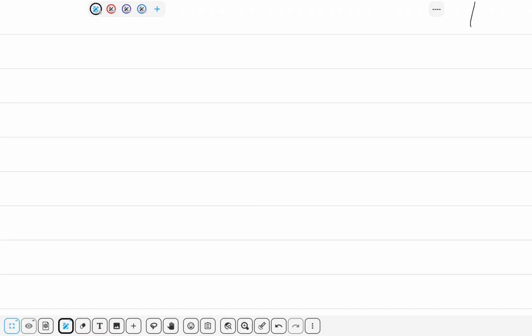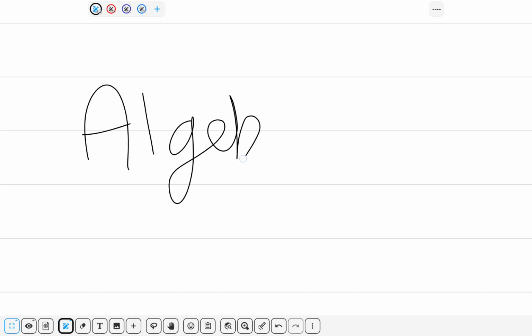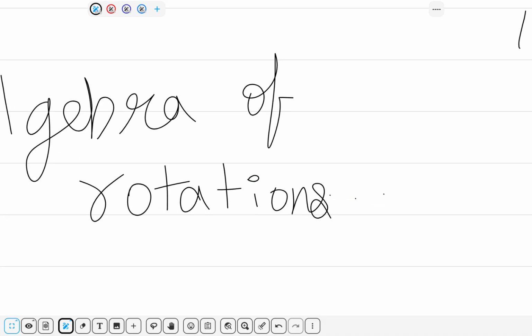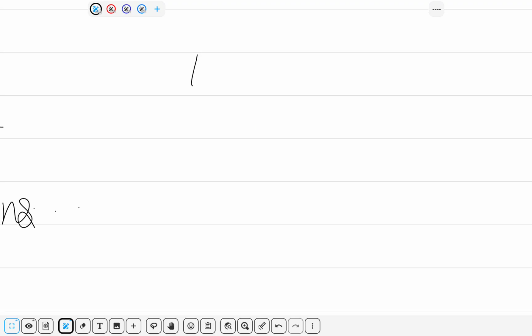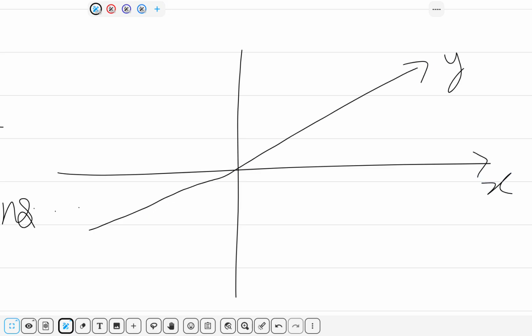Hello, so today I want to talk about some stuff I think is interesting, and that I would call, what should I call? I will call this algebra of rotations. What I mean by that, I will come to it. So let us say we have a three-dimensional space and three orthogonal axes x, y, and z.